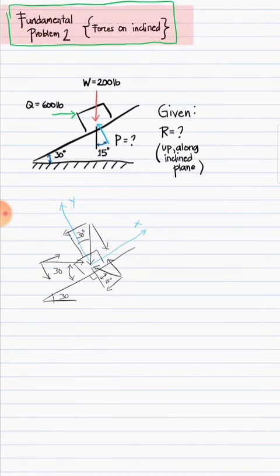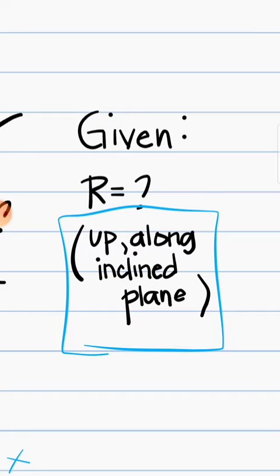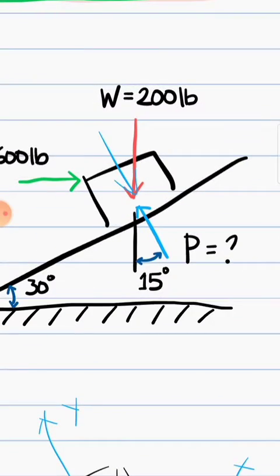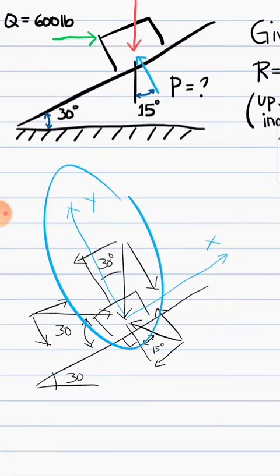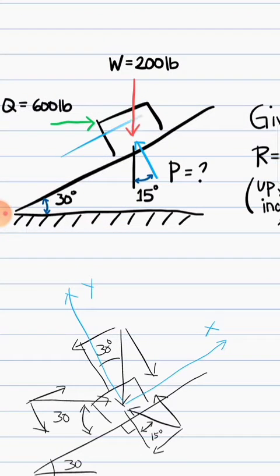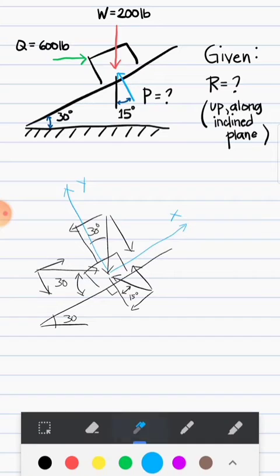We can sum all the forces in the X and all the forces in the Y and get the resultant R. But since the resultant is up along the incline, there would be no motion in this Y direction, because the box isn't moving toward the plane. There's no motion in that. The only motion is along the plane. So we sum all the forces in the X to get the resultant.